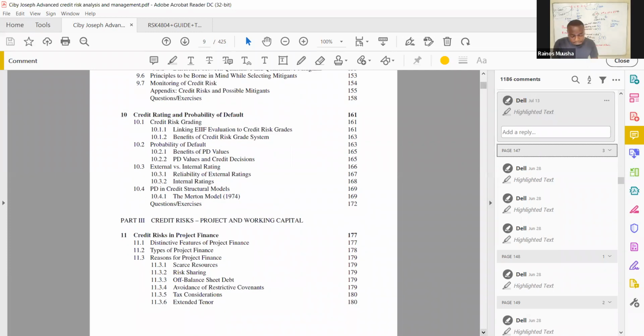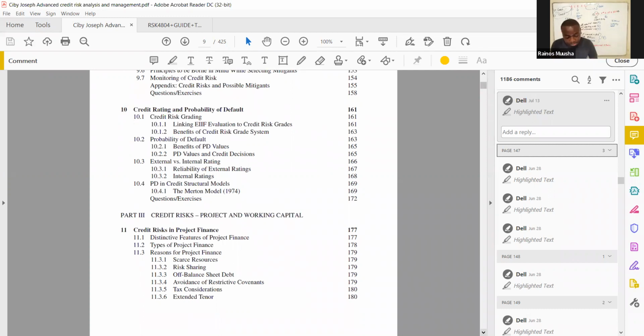Chapter 11 is part 3 of the textbook. And in part 3 of the textbook, we look at credit risks in project and working capital, to say, how do we determine the credit risk when you look at project management and also when you look at management of what? The working capital as well.